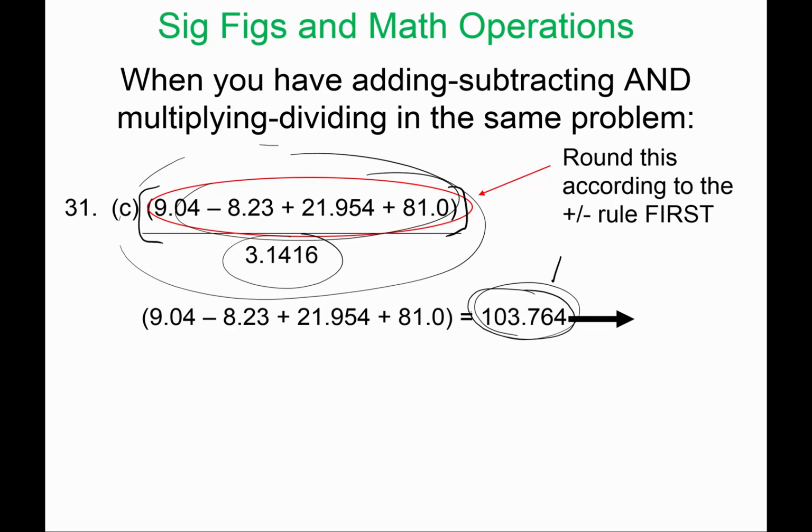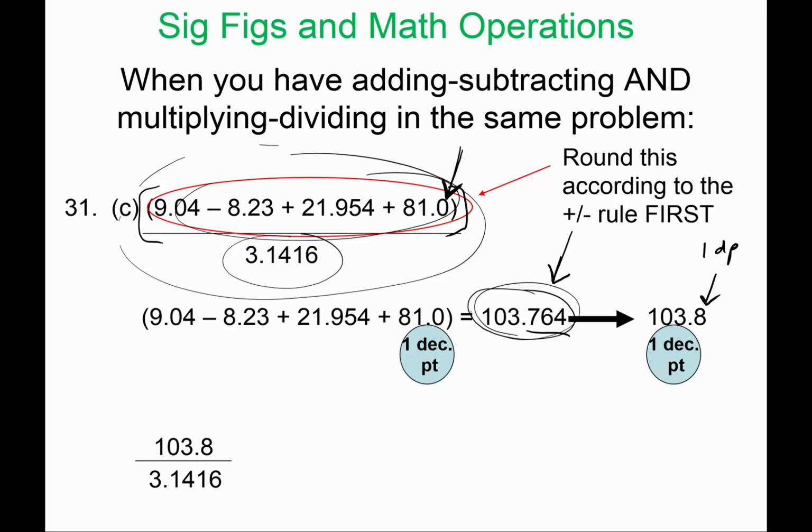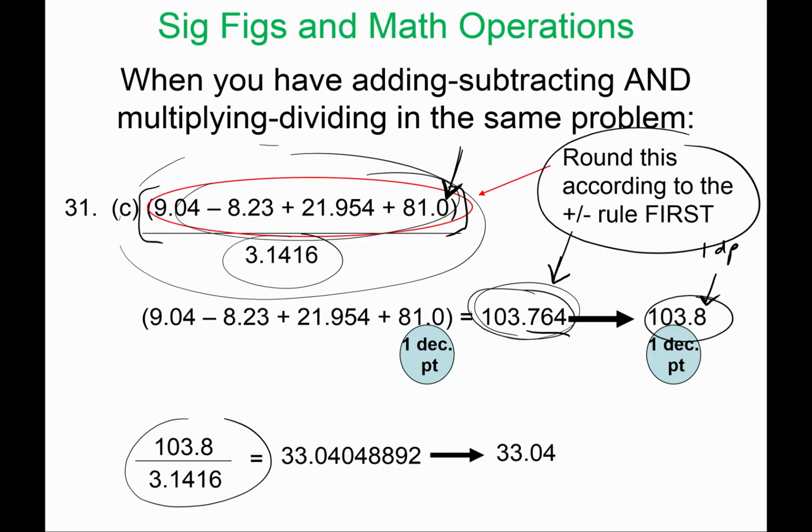So now this number got rounded, okay, to 3 decimal places. Actually, it hasn't been rounded yet. The lowest number of decimal places is 1 because of this number. So that's why you only have 1 decimal place right here. And now, once you applied this rule, now you're just dividing, and now you actually apply the multiply divide rule. So you go by sig figs.